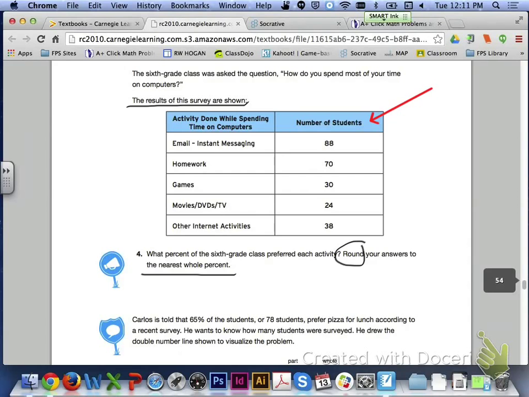Number 4 says, what percent of the 6th grade class preferred each activity? Round your answers to the nearest whole percent. Now remember, you're going to have to figure out the total number of students in order to figure out what that percent is for each of the activities. So go ahead and do number 4.